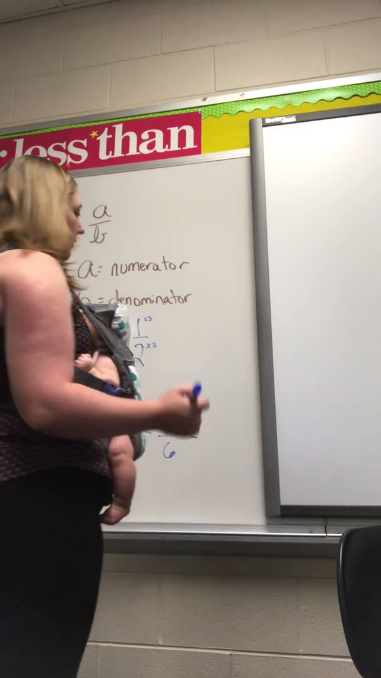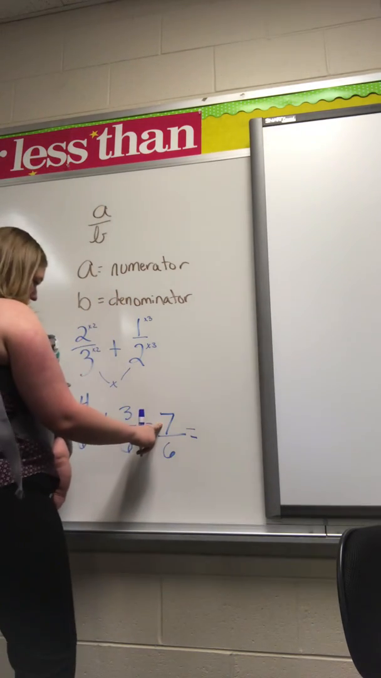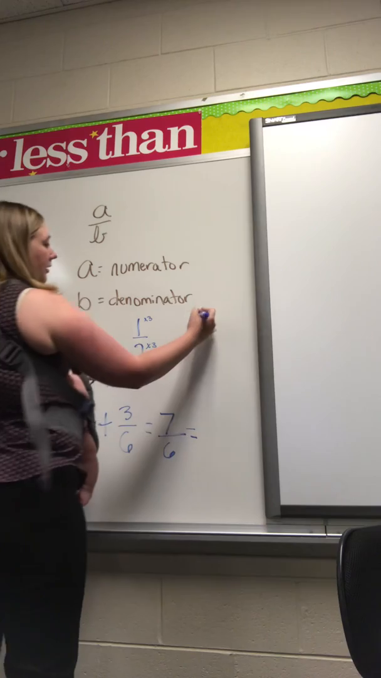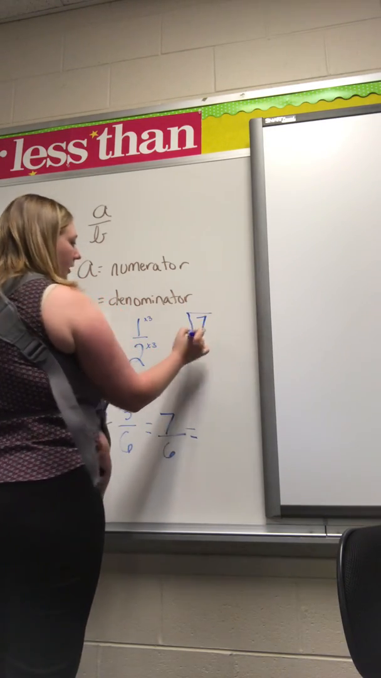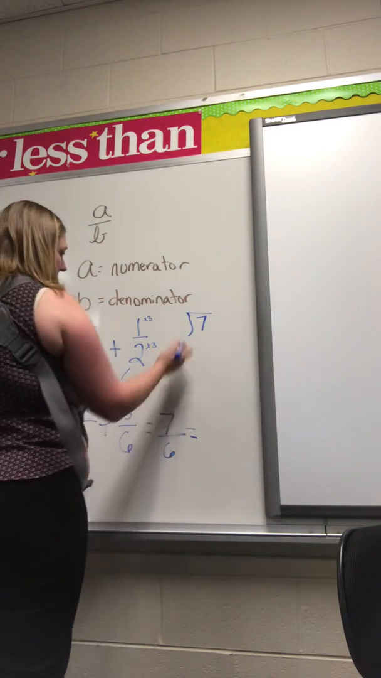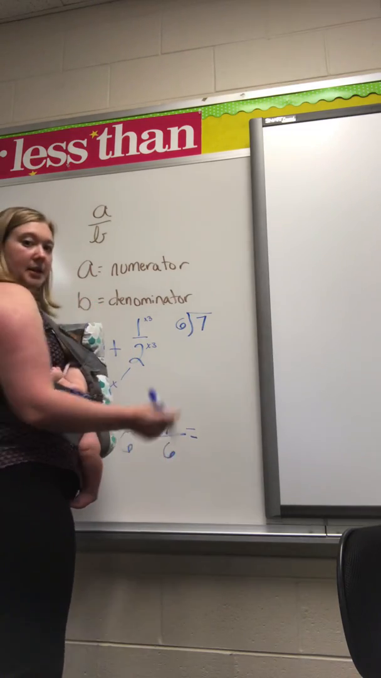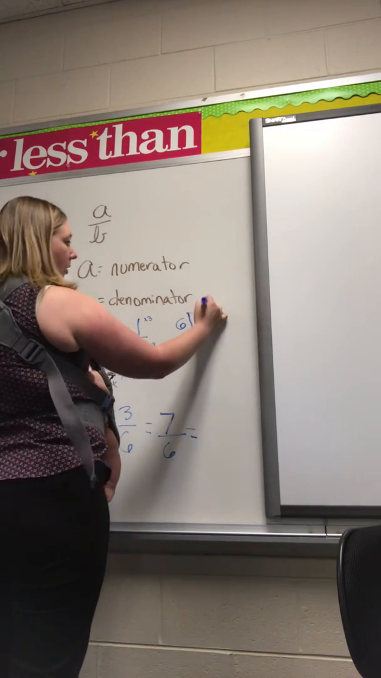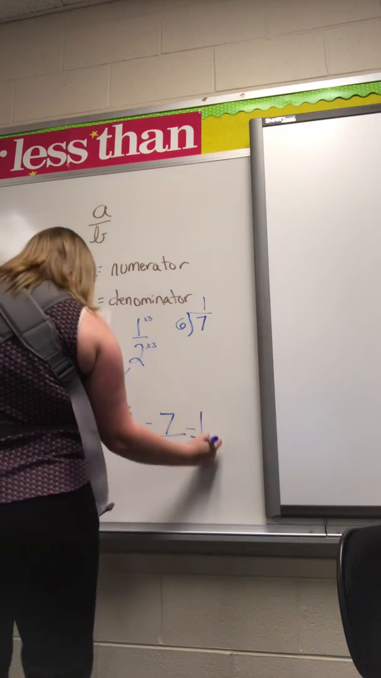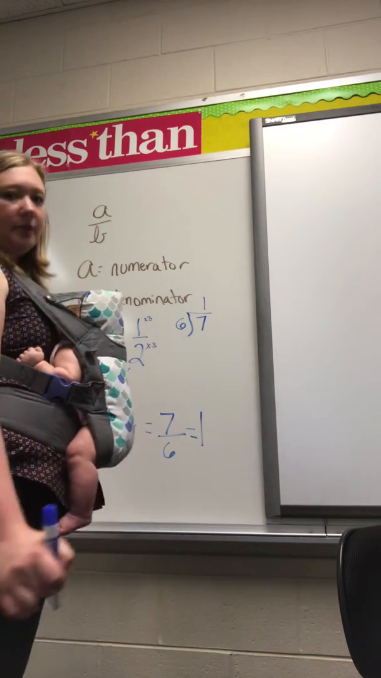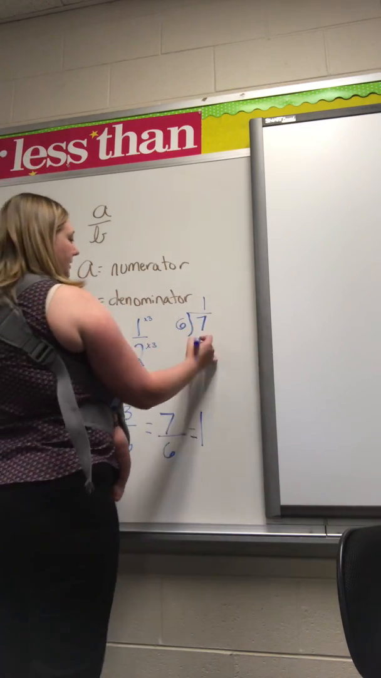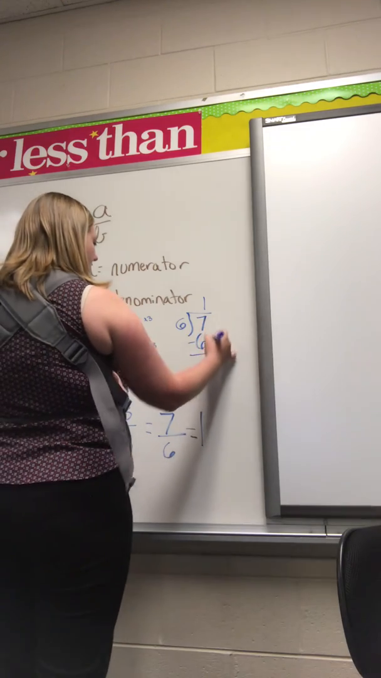Okay? When we do this, the numerator goes inside the house, the denominator goes outside. 6 goes into 7 one time. Okay, so we have one whole left over. 1 times 6 is 6. Then we subtract and we're left with 1.